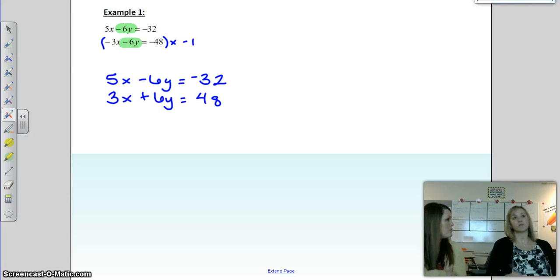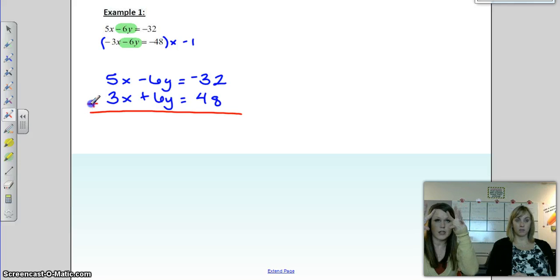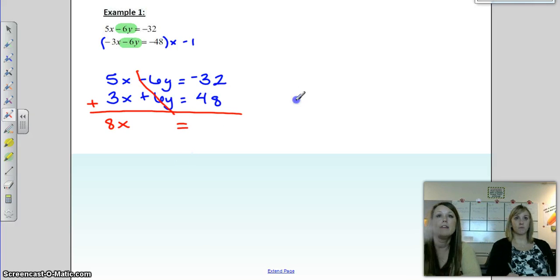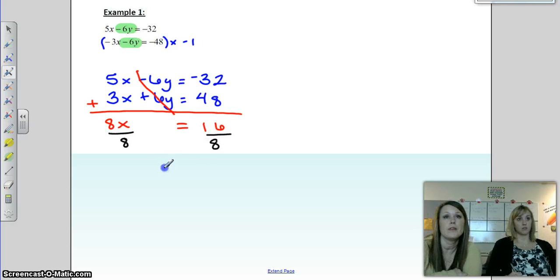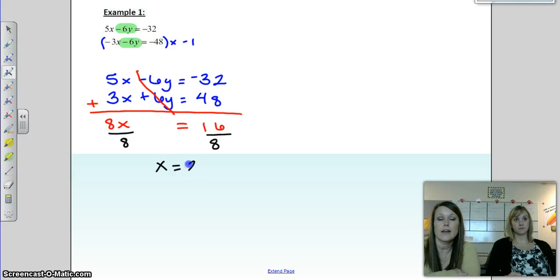My next step is to literally add these 2 equations together. Combine everything. 5x plus 3x is 8x. Is this 8x squared? Nope, just 8x. Then negative 6y plus 6y is nothing. And then I have negative 32 plus 48, which is 16. So now this looks really simple. We've been doing this since day 1. Divide by 8 on both sides, and we have x equals 2.